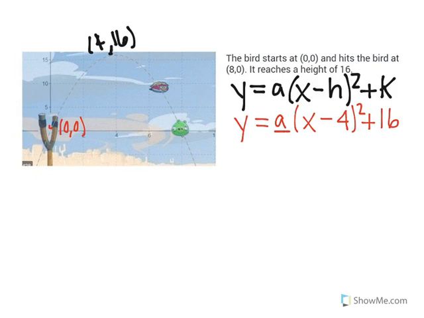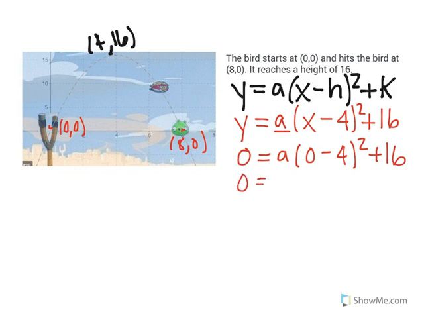I could also use the point 8, 0 because I know that's another point that is on the graph. So pretty much you can use any point that you would like except for the vertex. We cannot use the vertex for this. I'm going to use 0, 0 just because I think that's going to be easiest. So I plug in 0 for x and 0 for y.